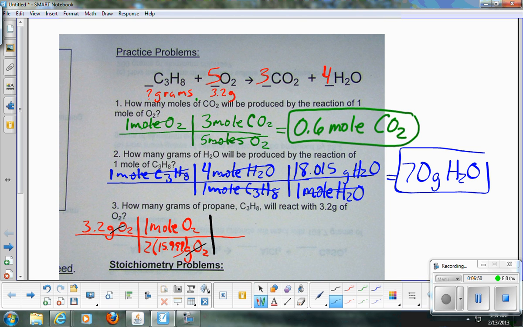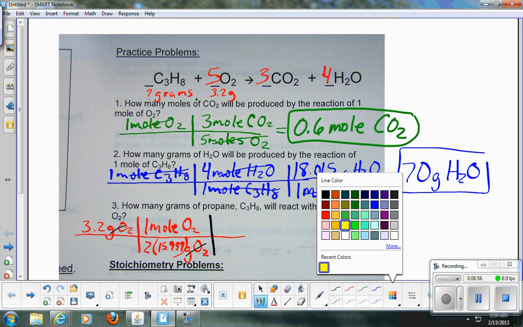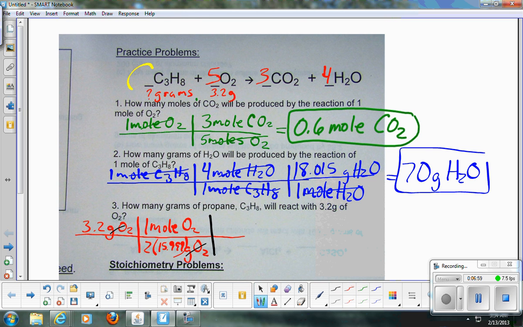Okay. My next conversion here is going to be using the equation again. I'm going to be using the coefficient here and the coefficient here. Do I see that? That's my ratio. That's my recipe. So using the recipe, I want to get rid of oxygen, so I put that 5 moles of O2 on the bottom and 1 mole of C3H8 on top. Moles of O2 cancel out. Am I to where I want to be? Not yet. I want to get to grams.